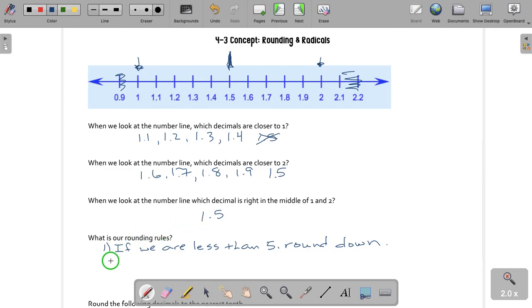Number 2, if we are 5 or more, we round up. We're going to round up.